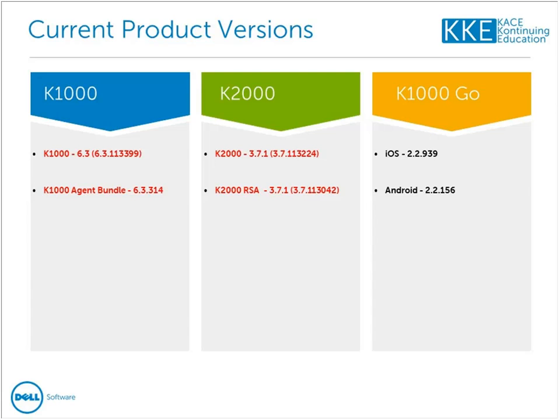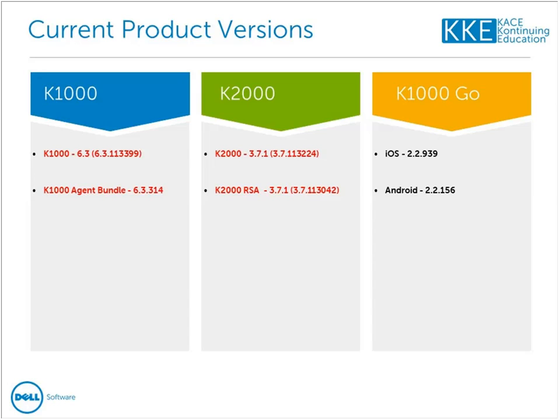Anything that you see today from our K1s or K2s will be the versions in front of you. Highlighted in red just means that something has come out recently, so make sure that you check your versions and compare them to what we see here. For the K1000, we've got a 6.3 with applied hotfix there.